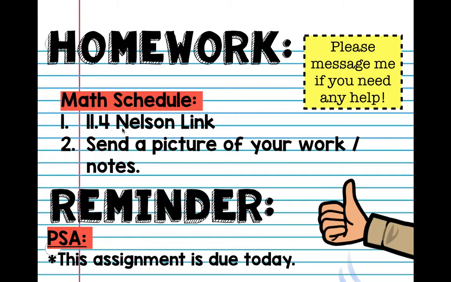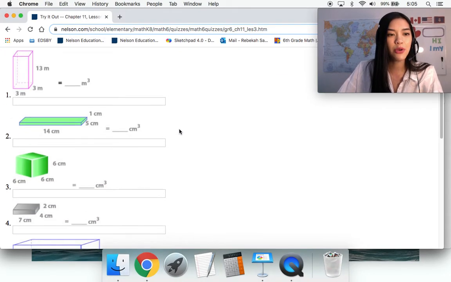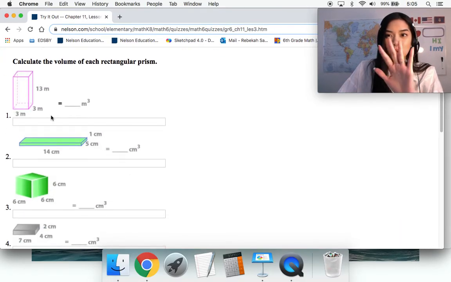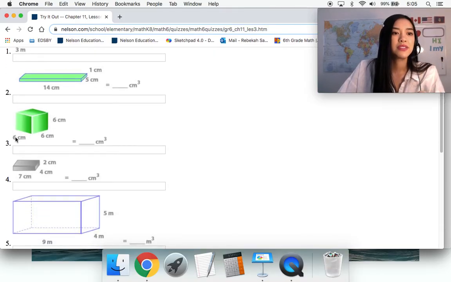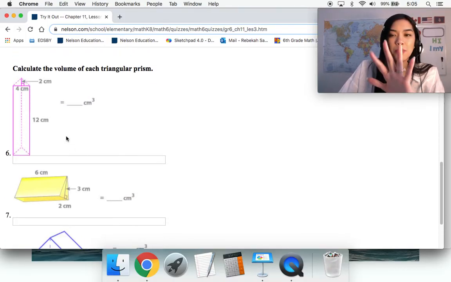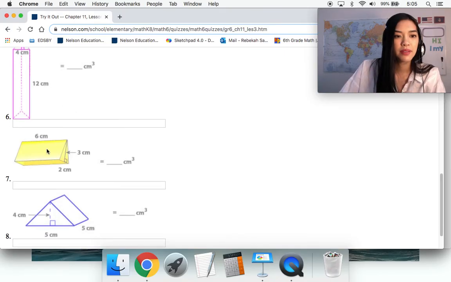So our homework today is 11.4. It is due today, so let's just go over that here. So this is your homework. You have 8 problems, real simple. So again, you're just multiplying all 3 dimensions. So 3 times 3 times 13. 6 times 6 times 6. 14 times 5 times 1. Then for these, you're just multiplying them and dividing by 2. So 4 times 2 times 12 divided by 2. 6 times 3 times 2 divided by 2.